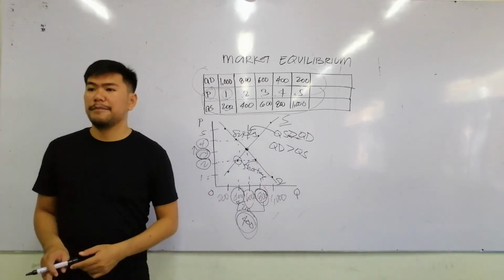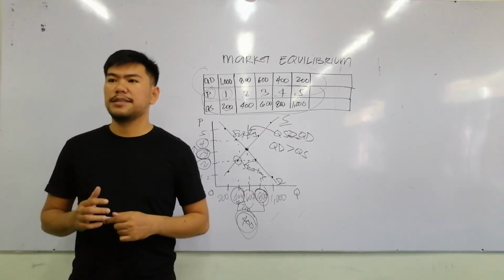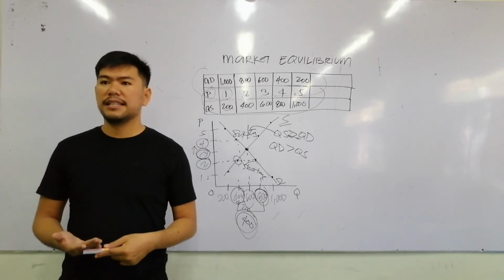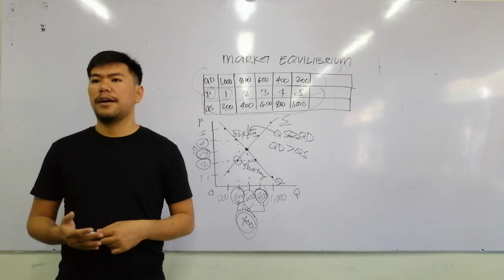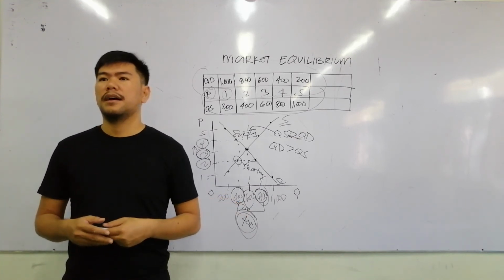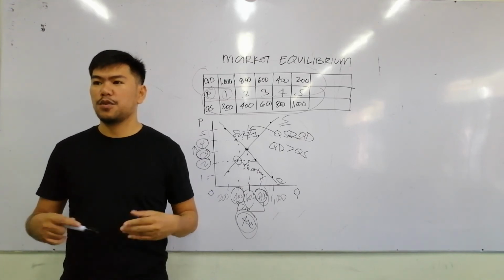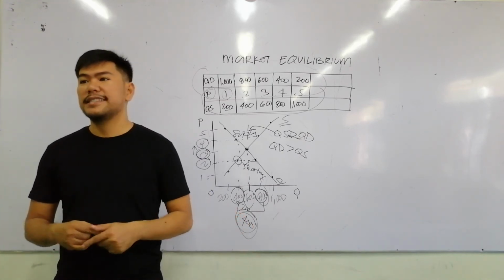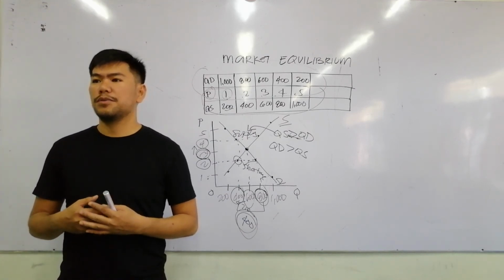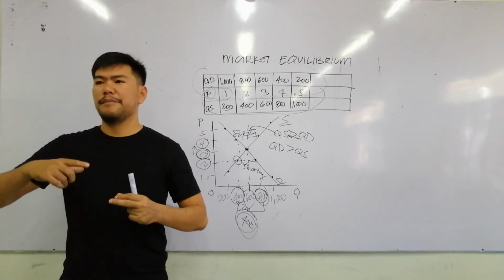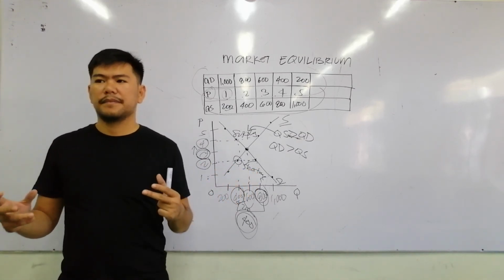Now, during this pandemic, what happened to the price of face masks, face shields, and what else? Alcohol, those products related to medical needs, because of the pandemic. The price increased because in the short run, there was only low supply and the demand was so high. Did you get me?